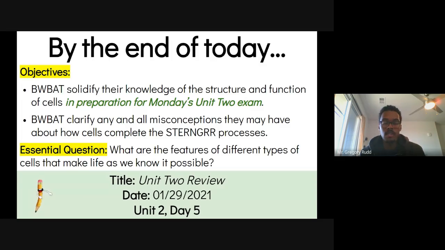So I want you all to take some time to write it down so you can just glance at it and remind yourselves as we talk of what our goal is today. But the first objective is for biologists to be able to solidify their knowledge of the structure and function of cells in preparation for Monday's Unit 2 exam, and also to clarify any and all misconceptions they may have about how cells complete the Stirringer processes.